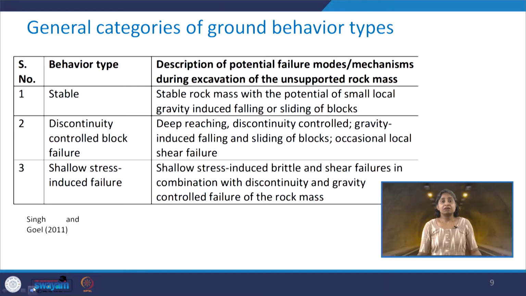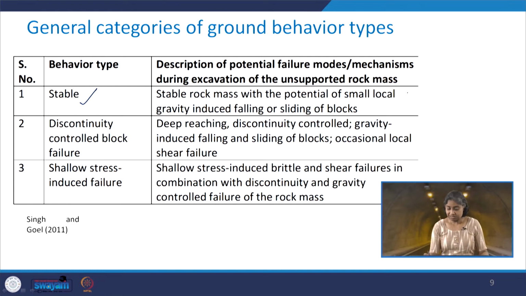Now, coming to the general categories of ground behavior type. Here we are going to discuss some general aspects related to the type of behavior of the ground and what can be the potential failure mode or mechanism during the excavation of the unsupported rock mass. So, here is a table. The second column shows the type of behavior and the last column gives us the idea about the potential failure modes.